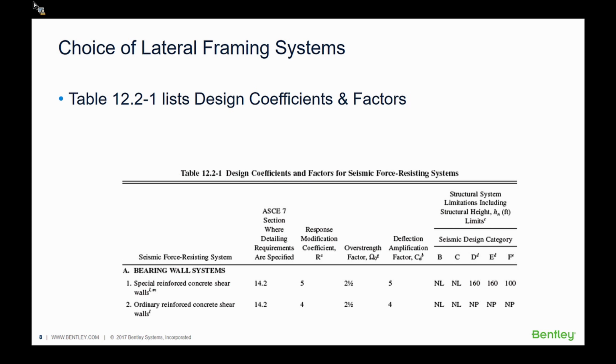So once we have decided on the analysis method to use and what type of model to use, the next important thing to figure out is what type of lateral framing system to use. Table 12.2-1 of the ASCE 7 lists the different types of lateral force resisting systems that a structure may have, along with the associated design coefficients for each type.